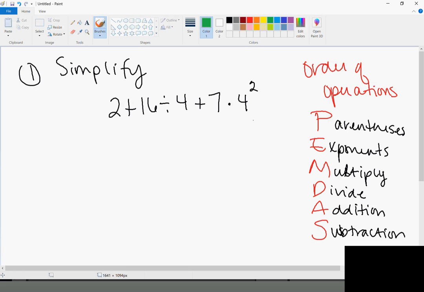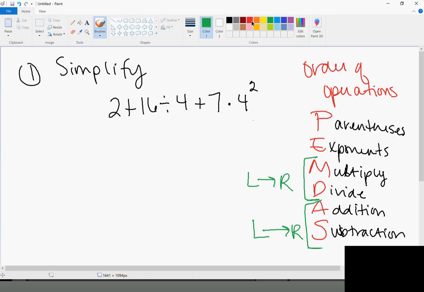Okay, something to keep in mind with order of operations is that multiplication and division have equal weight. You just do what comes first from left to right. And the same thing for addition and subtraction. They have equal weight in terms of importance, but you do what comes first from left to right. So that means you don't always multiply before you divide. It depends on what you see first from left to right.